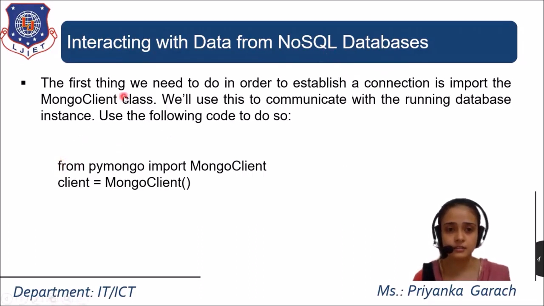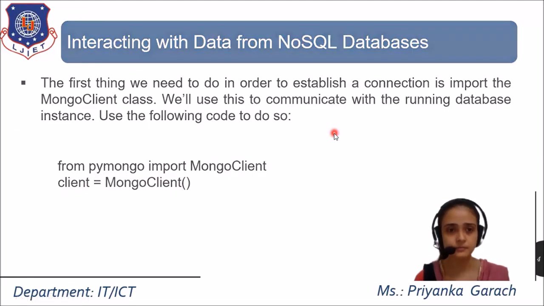So the first thing that we need to do in order to establish a connection is import the MongoClient class. So I am importing the MongoClient class from the library, that is PyMongo. And this is further used to communicate with the database. So over here the client is selected like this. So this is what you have to see, just the introduction of interacting with data from the NoSQL databases.